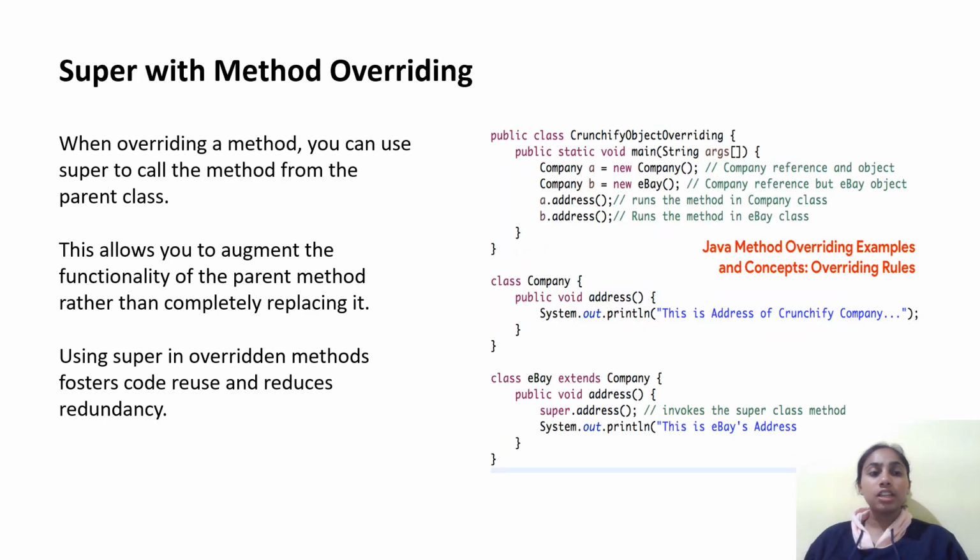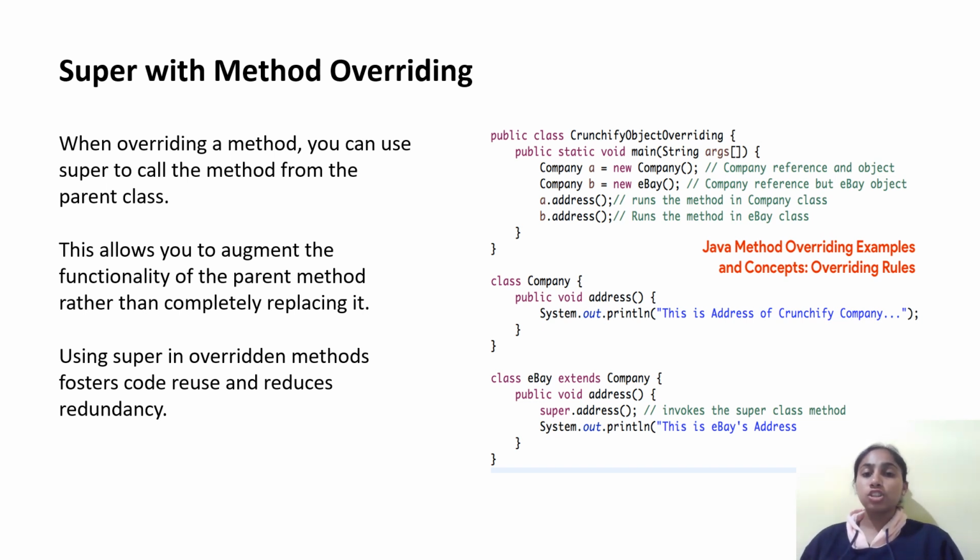And then we will move on to the next slide, that is super with method overriding. When overriding a method, you can use super to call the method from the parent class. This allows you to augment the functionality of the parent method rather than completely replacing it. Using super in overridden methods fosters code reuse and reduces redundancy.